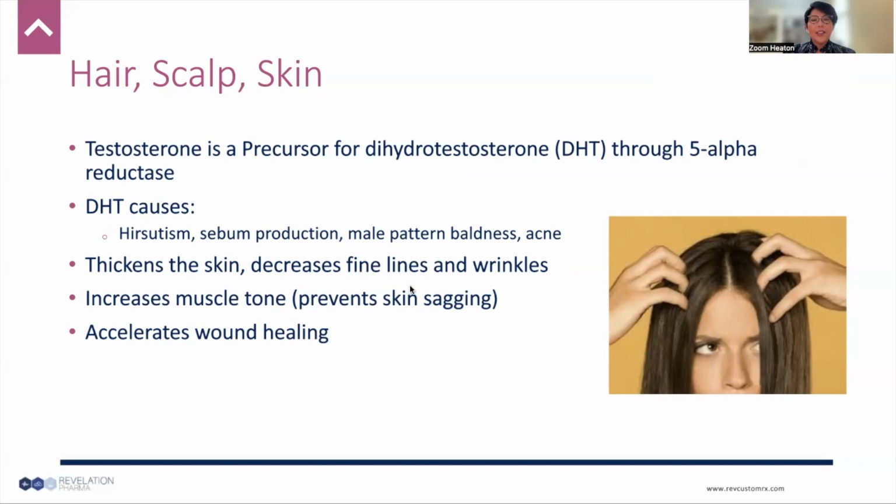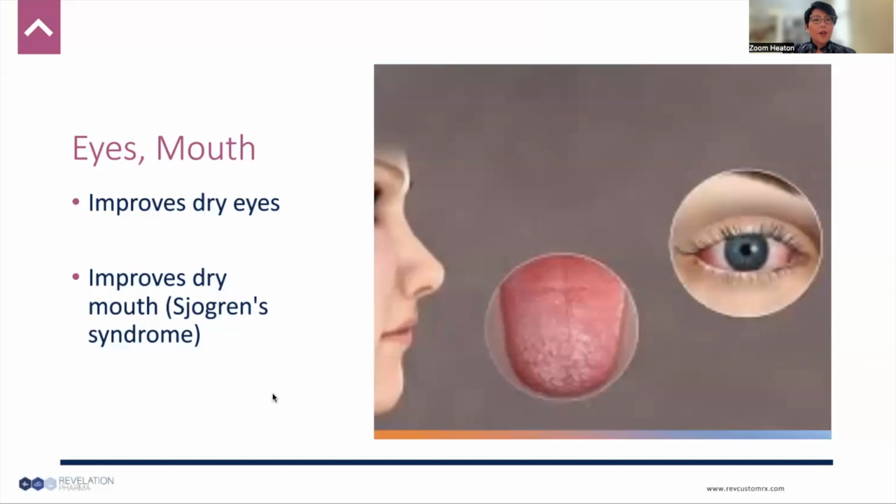Testosterone thickens the skin. It decreases fine lines and wrinkles. And that's what a lot of women battle as we age. We lose the collagen, our skin begins to thin, and you start to see those fine lines pop up a lot easier and a lot more. It also increases muscle tone. It prevents that skin sagging. And of course, as women, we see the sagging in our face and the sagging in our breasts and in our arms. It accelerates wound healing. There are also androgen receptors in our eyes and mouth, so it does improve dry eyes. Testosterone also improves dry mouth in Sjogren's syndrome.